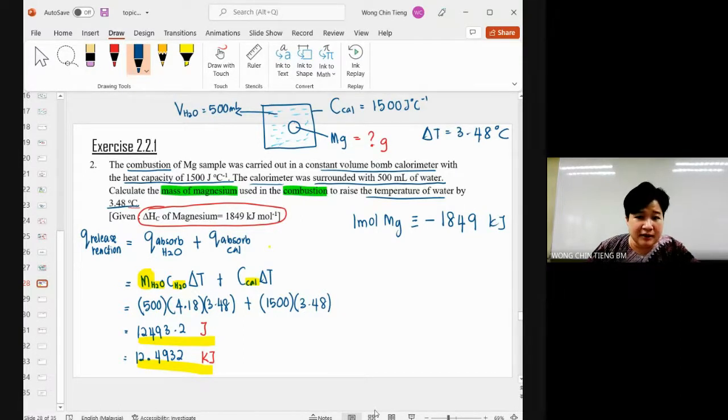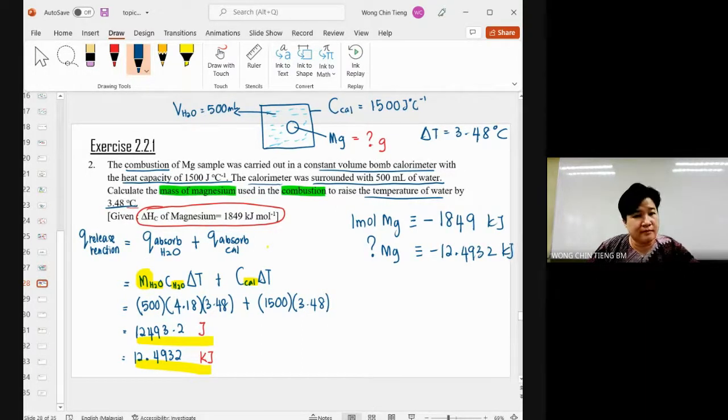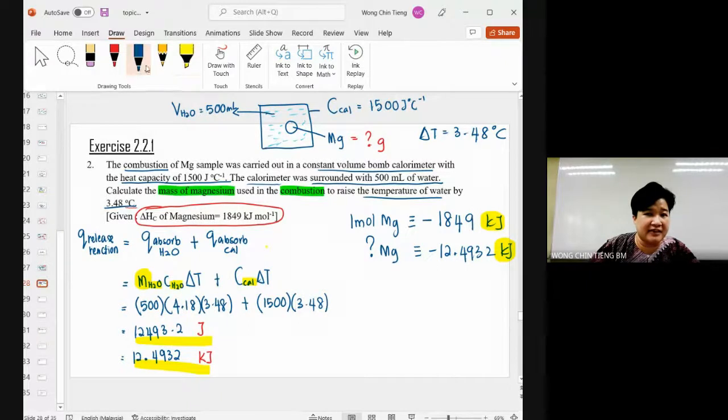Right now, saya nak tahu how many mole of magnesium is used if I am only releasing negative 12.4932 kilojoule. Ladies and gentlemen, check unit. Check unit. Make sure you are comparing with the same unit. Please make sure you are comparing with the same unit. Okay?